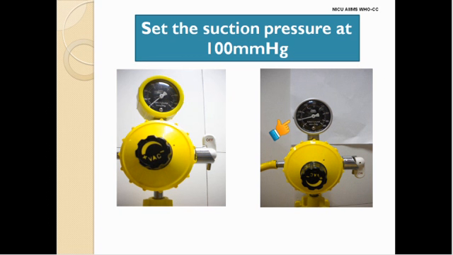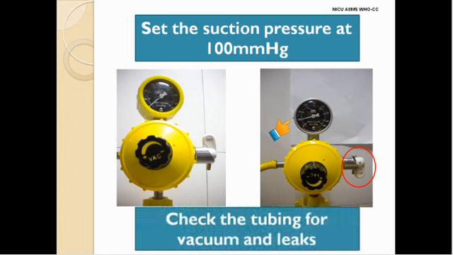The suction pressure routinely required for suctioning varies from about 80 to 100 mm of mercury. An important step in addition to this is to check the tubing for appropriate suction pressure and build-up.